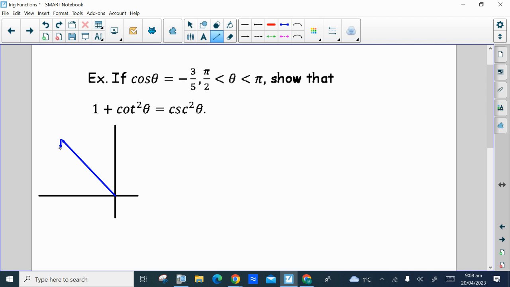And again, we always draw a line from the end of the terminal arm perpendicular to the x-axis. Our reference angle theta is between the terminal arm and the x-axis. And cosine, which is adjacent over hypotenuse, is negative 3/5. So the adjacent side must be the negative one because you're going left from the origin. But again, the hypotenuse is always positive. We're going to need the third side here.